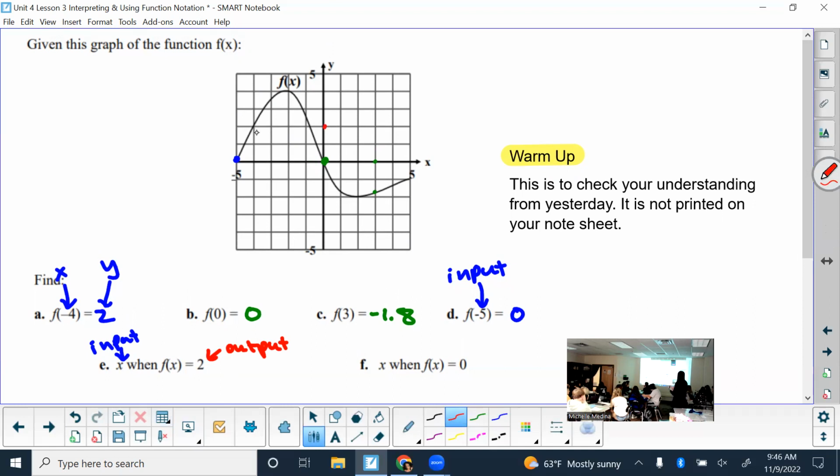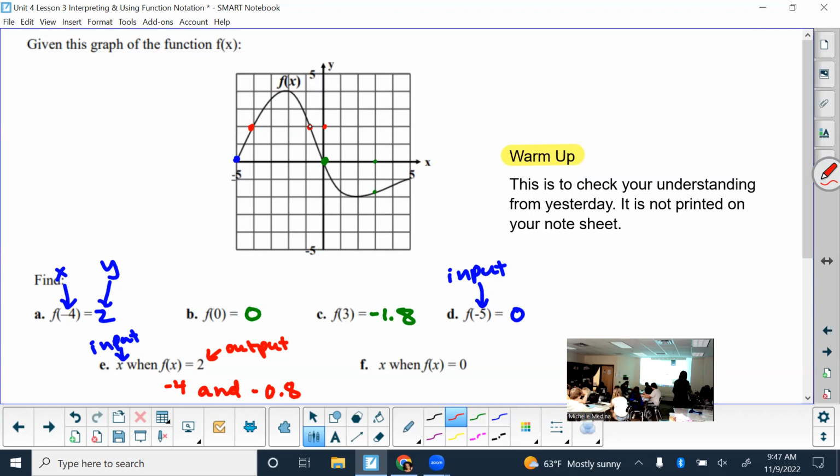Landon? -4. Can there be more than one answer? Yes. So -4 and what else? About. All right, I heard 2 different answers. I think I'm leaning more towards the -0.8 because it's not right in the middle. It's a little bit closer to the -1. So questions on that? Why is there 2? There's 2 inputs that have the same output of 2. Good. So they both cross right there.